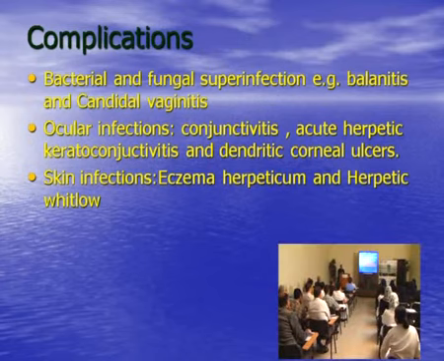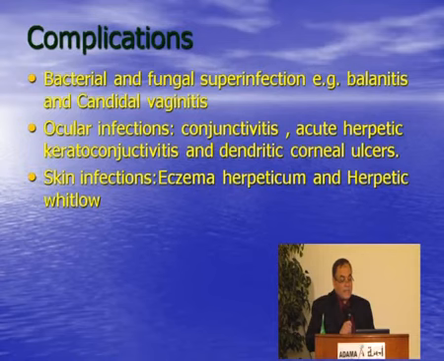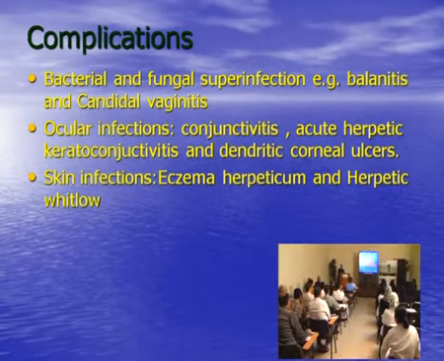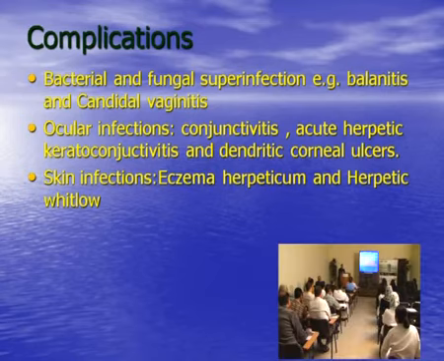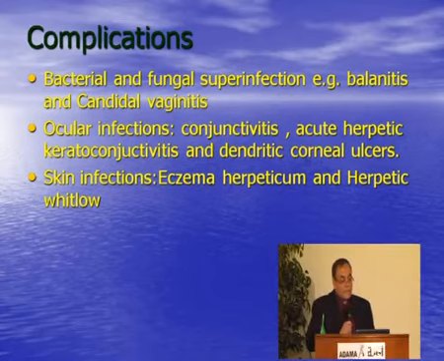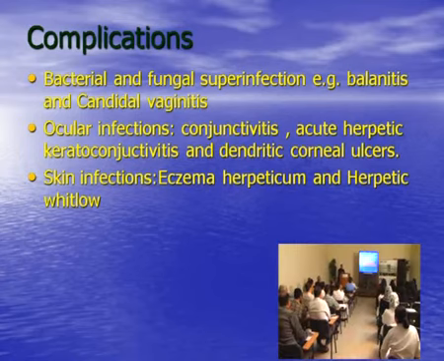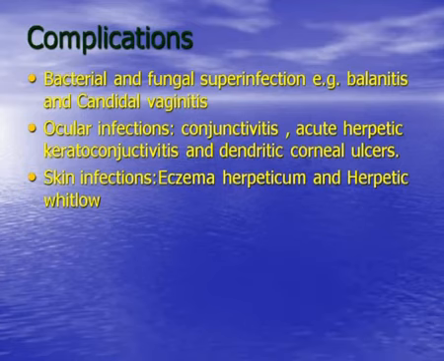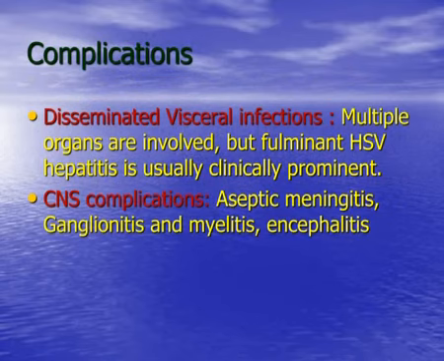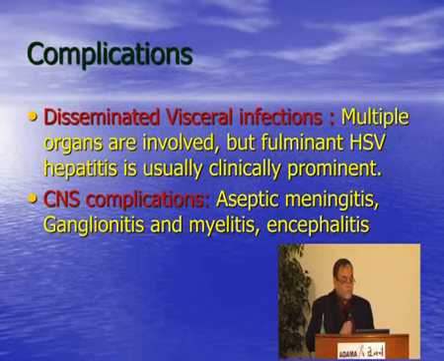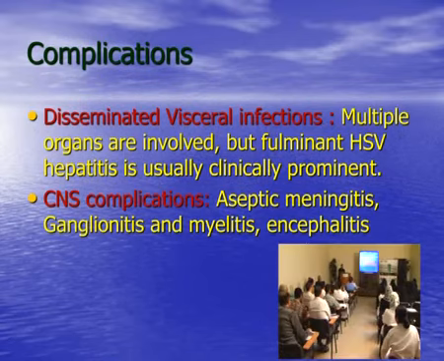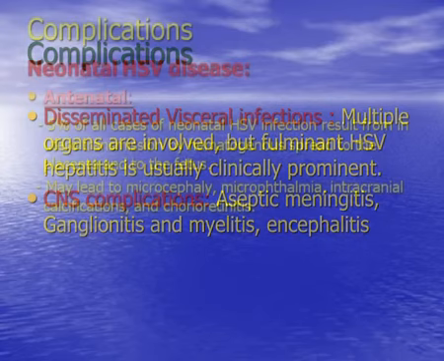Now, what are the complications of herpes simplex virus? First of all, bacterial and fungal superinfection, balanitis and candidal vaginitis, ocular infection, skin infection, eczema herpeticum, and herpetic whitlow, disseminated visceral infection, mainly hepatitis, and CNS complications: aseptic meningitis, ganglionitis, myelitis, and encephalitis.